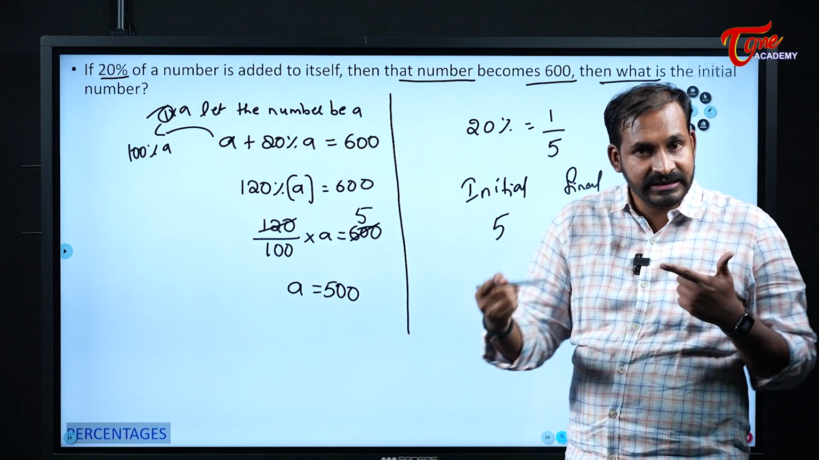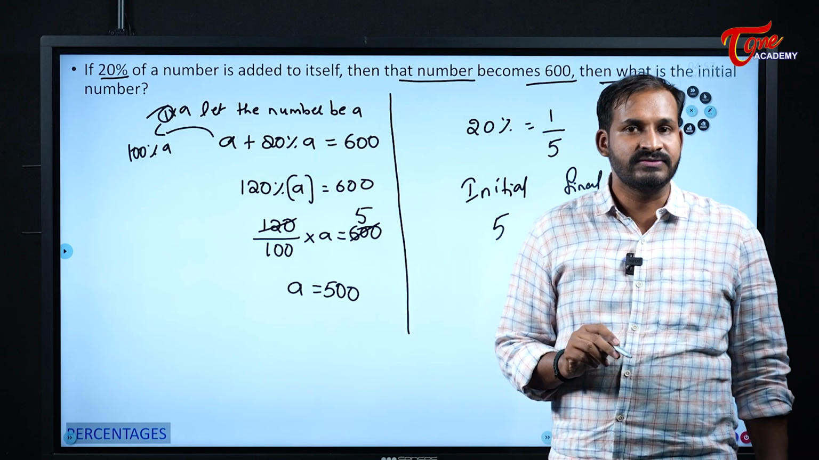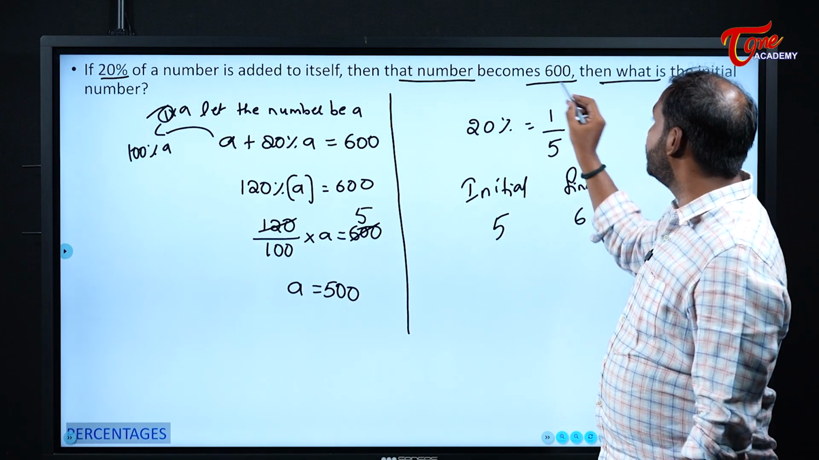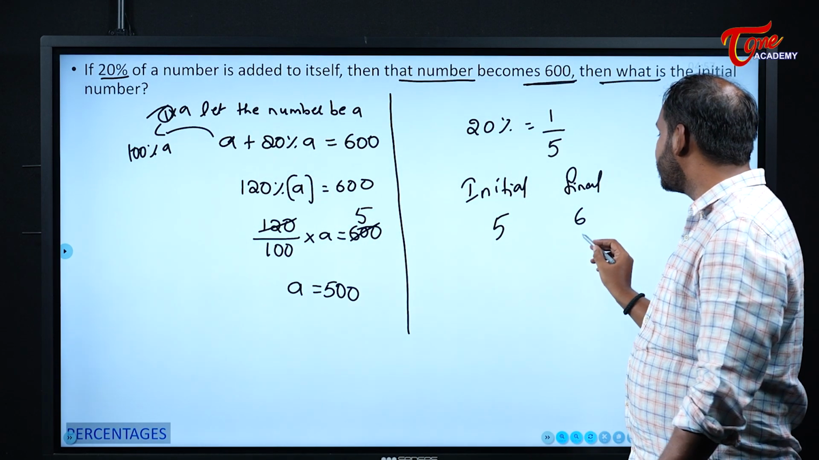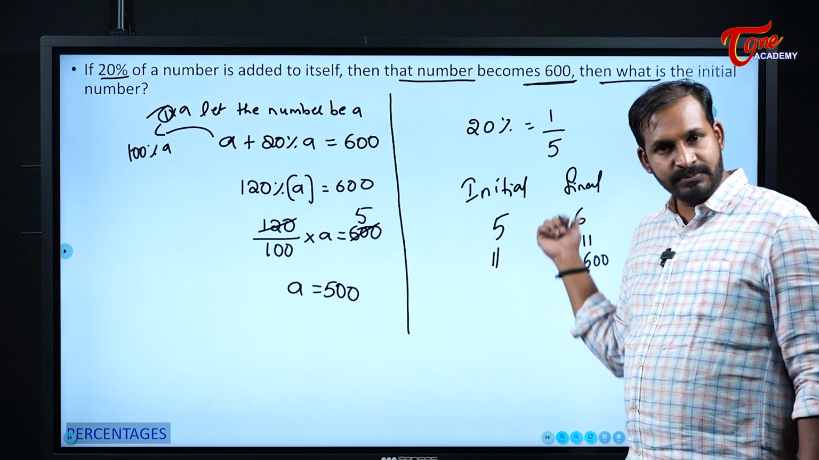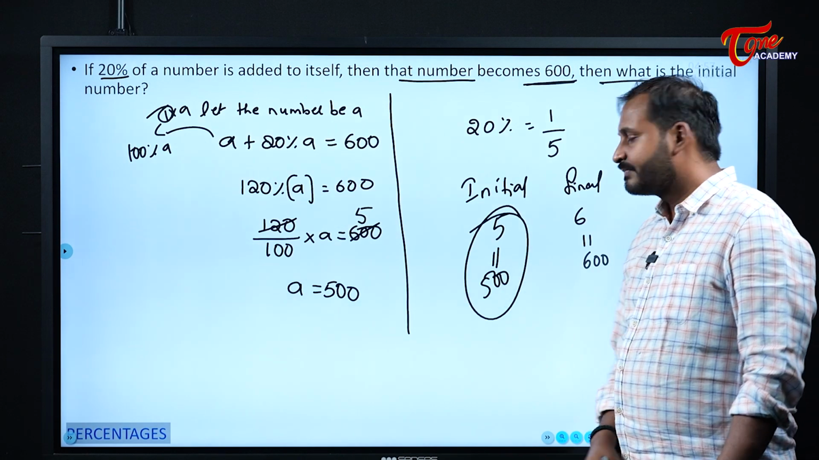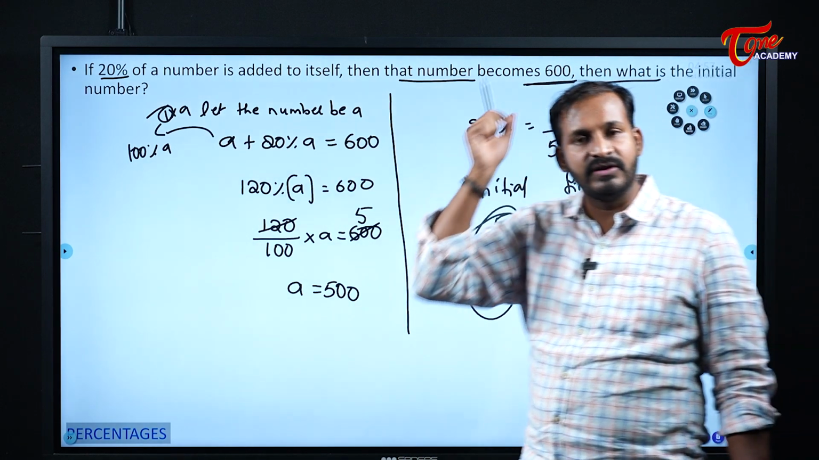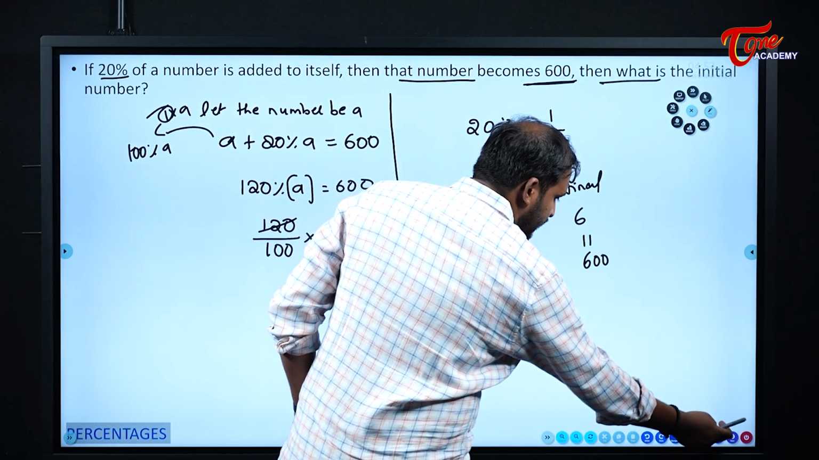Why? Because added, right? So 5 plus 1, what it becomes? 6. So they have given that after adding it became how much? 600. That means finally it became 600. Then what about 5 parts? If 6 parts is 600, 5 parts will become how much? 500 for us. So in this manner we are going to solve this type of simple and basic questions using our techniques.